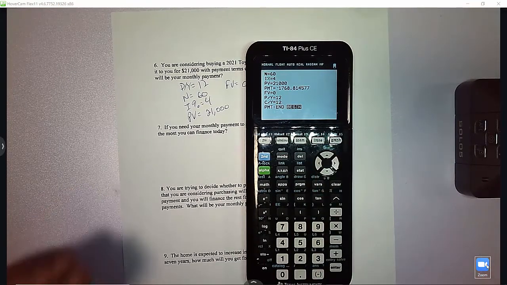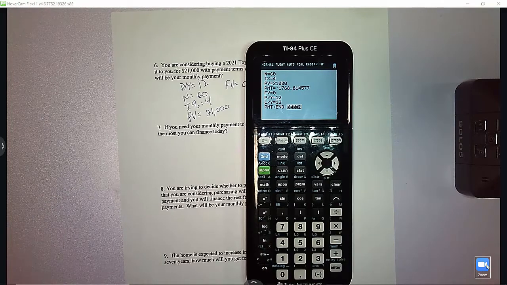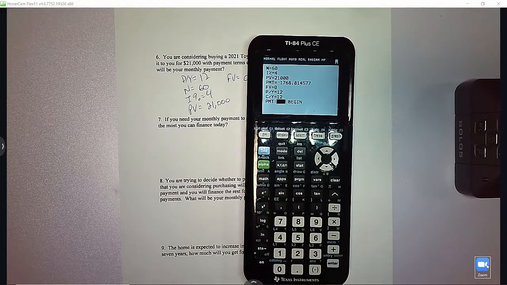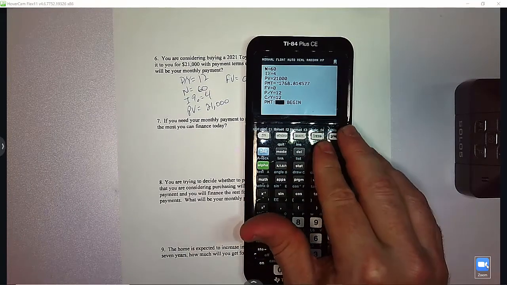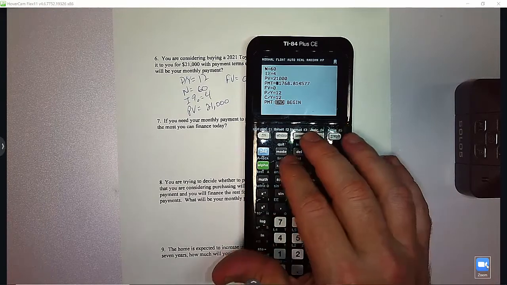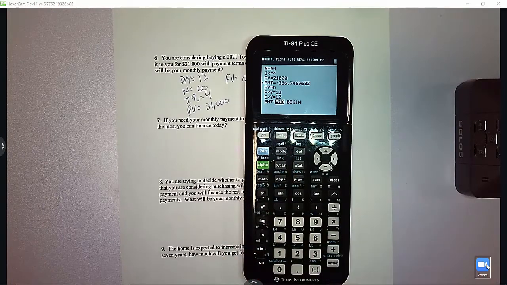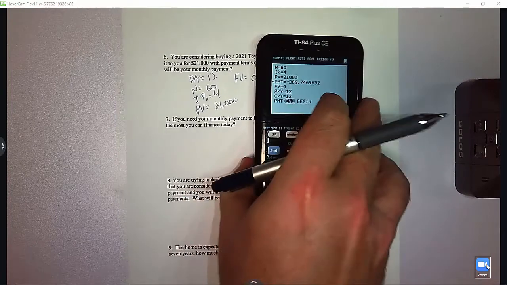And this is a regular annuity. When you go out and take out a car loan, you normally don't make your first payment right then. Otherwise, you could just take out a lower car loan and reduce the amount you're taking out by that time 0 payment. So I'm going to change that to end, and now I'm going to calculate my payment. Alpha, and then enter, and I get a payment of $386.75.